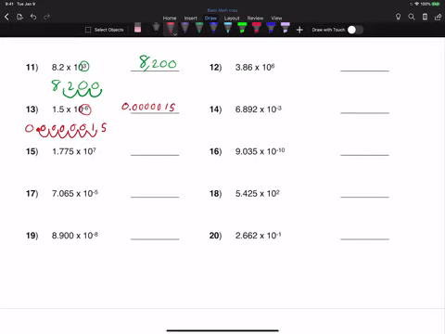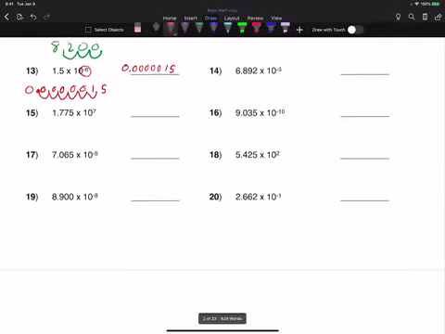All right, folks, good luck. Try this section, check the answers. When you feel you've got it, on to the last section.